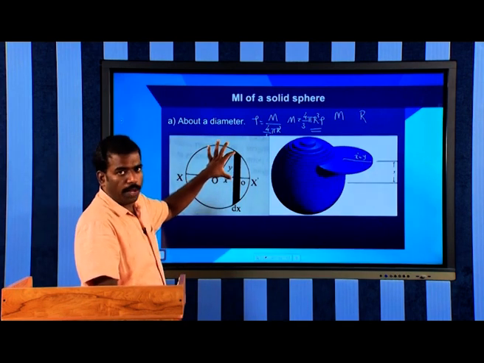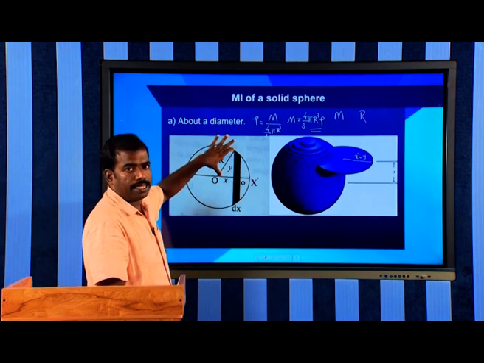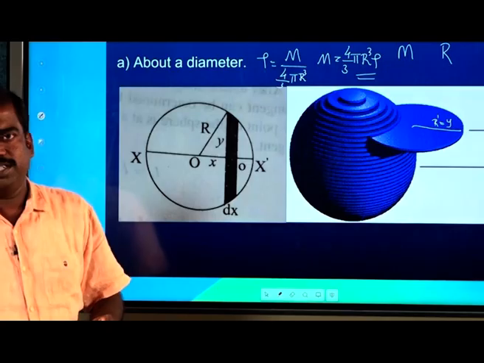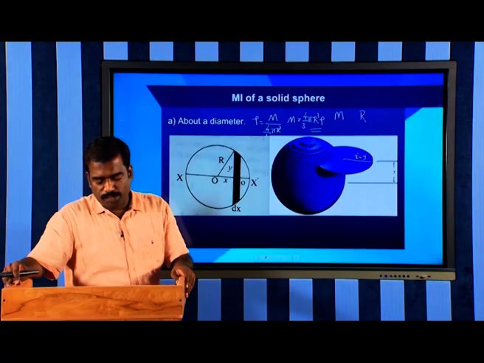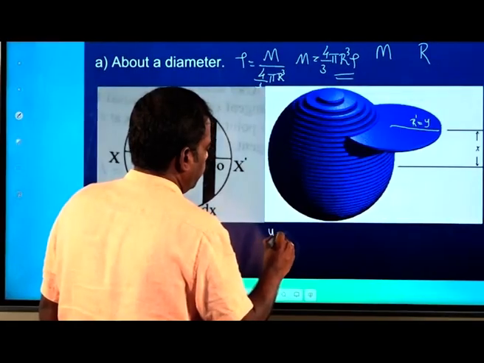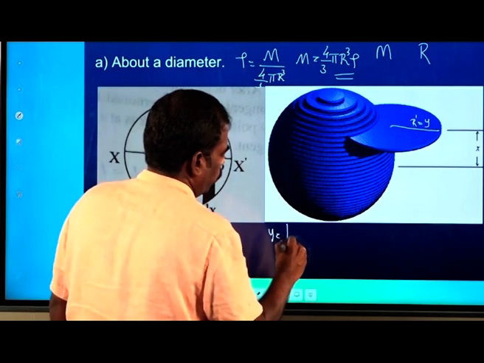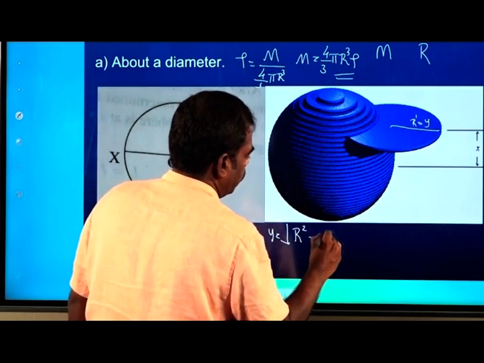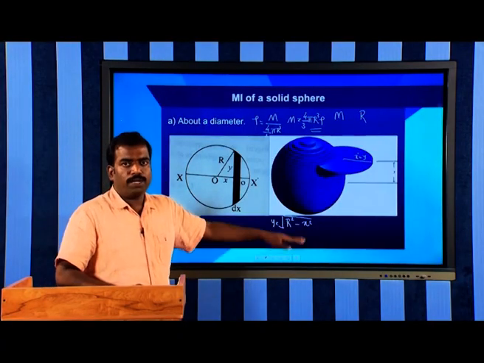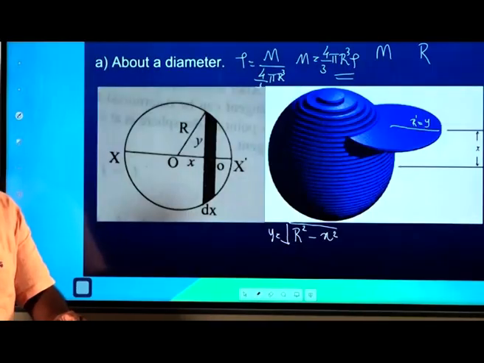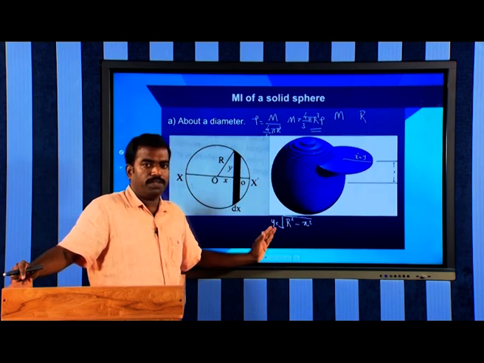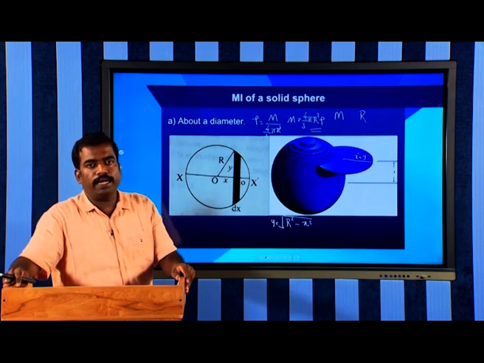Here it is y, capital R is the radius of the sphere and x is the distance from the center. So this is that right angle triangle. From this you can find the radius of the disc, which is given as y equal to root of R square minus x square. I am repeating the steps. First we need to find the radius of the disc, which is root of R square minus x square.